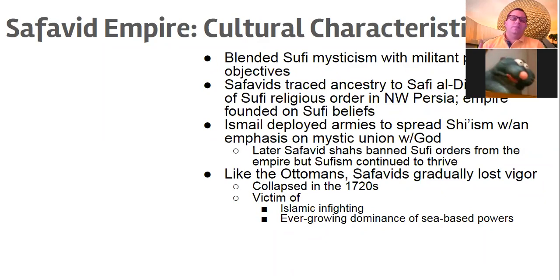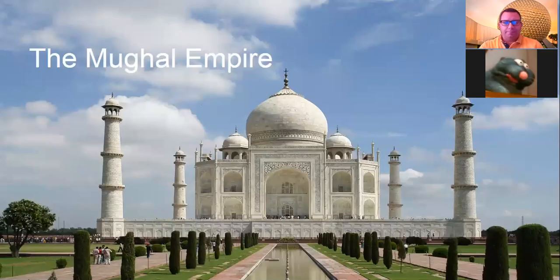Okay, they don't collapse until the 1720s. So a little bit earlier than the Ottomans do, actually much, much earlier than the Ottomans do. And again, it is for the same reason that you're going to see a lot of these other land-based empires begin to fall apart, which is that the sea-based, maritime-based empires begin to become much more dominant, okay?